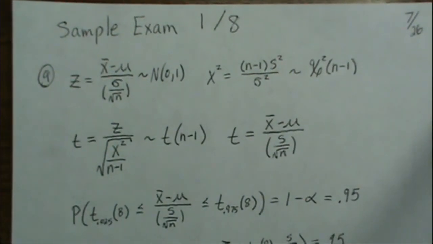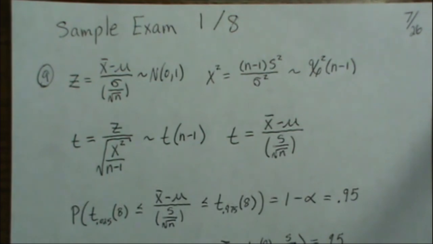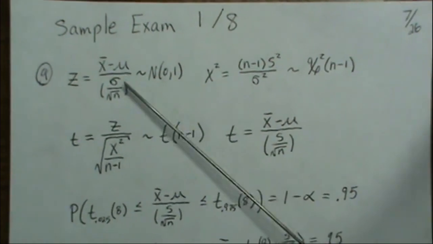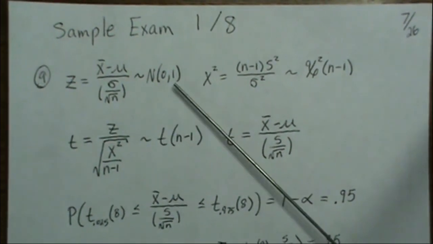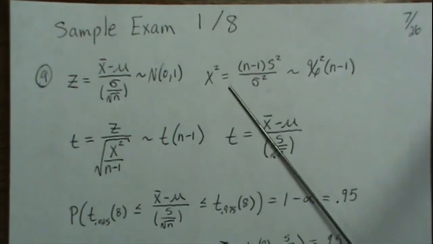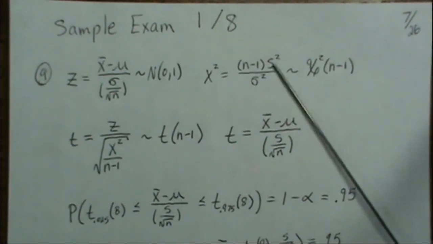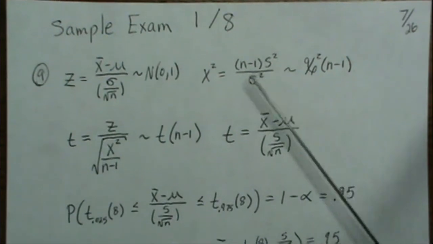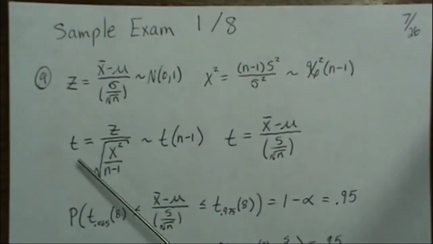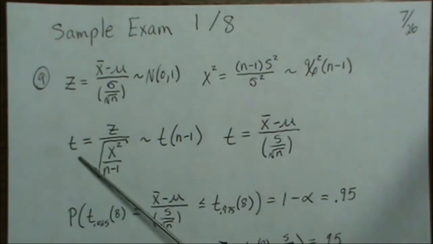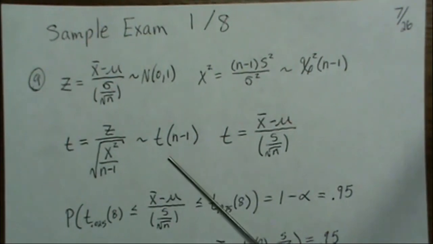So question 9: we have a sample from a normal distribution. Now I want to point something out. If we standardize a normal, the X bar, this is a standard normal. I'm going to give you a little background on this statistic here. Now chi-squared, well, if we let X squared equal this, that's a chi-squared with n minus 1 degrees of freedom. And that says that the sample variance can be modeled as a chi-squared. And the t-statistic is a standard normal over the square root of a chi-squared divided by its degrees of freedom. That's a t-distribution. That's the definition of it.